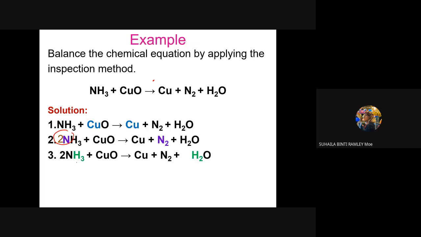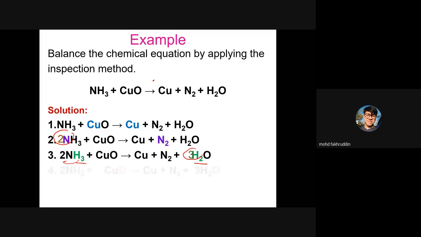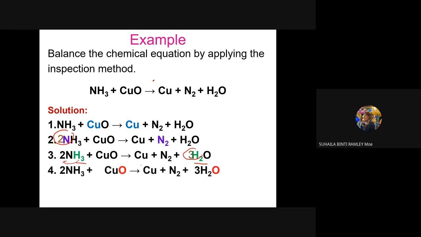So tengok sini untuk hydrogen, 3 hydrogen. So here we have 2 hydrogen. Sorry, this one ialah 3 times 2, 6 hydrogen. So sini kita ada 2 hydrogen. So untuk balance 6 hydrogen on your left hand side, kita perlu letak berapa hydrogen sini? 3. Okay, 3 hydrogen. Balanced for hydrogen. Okay, last step for oxygen.